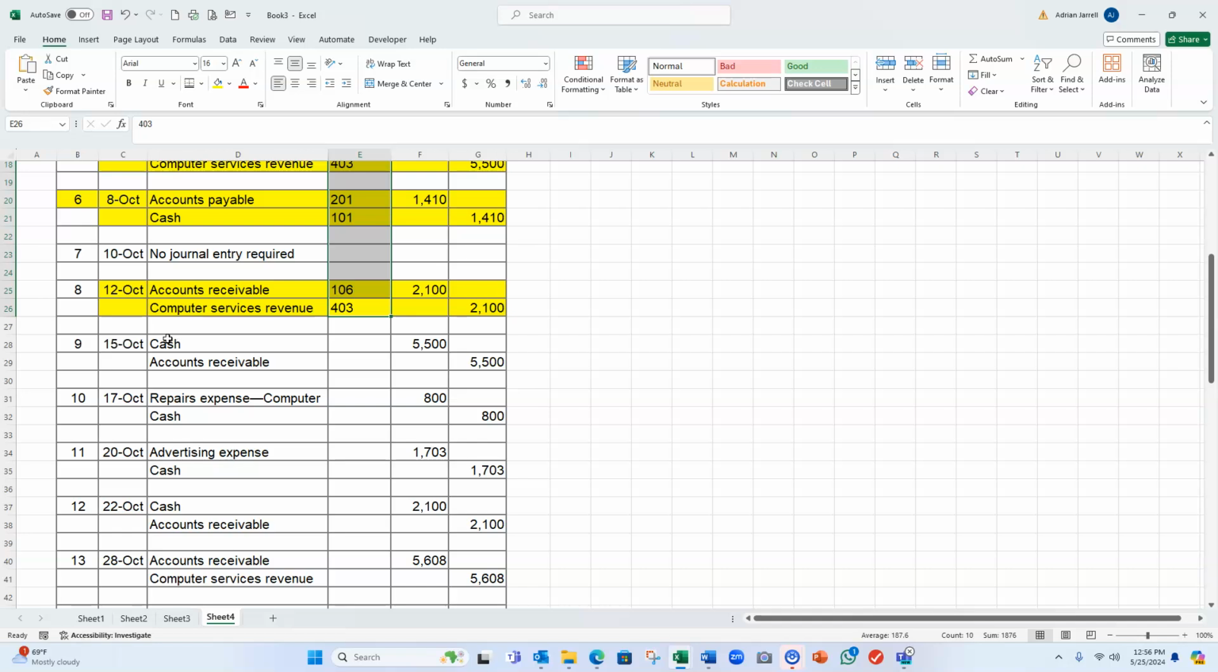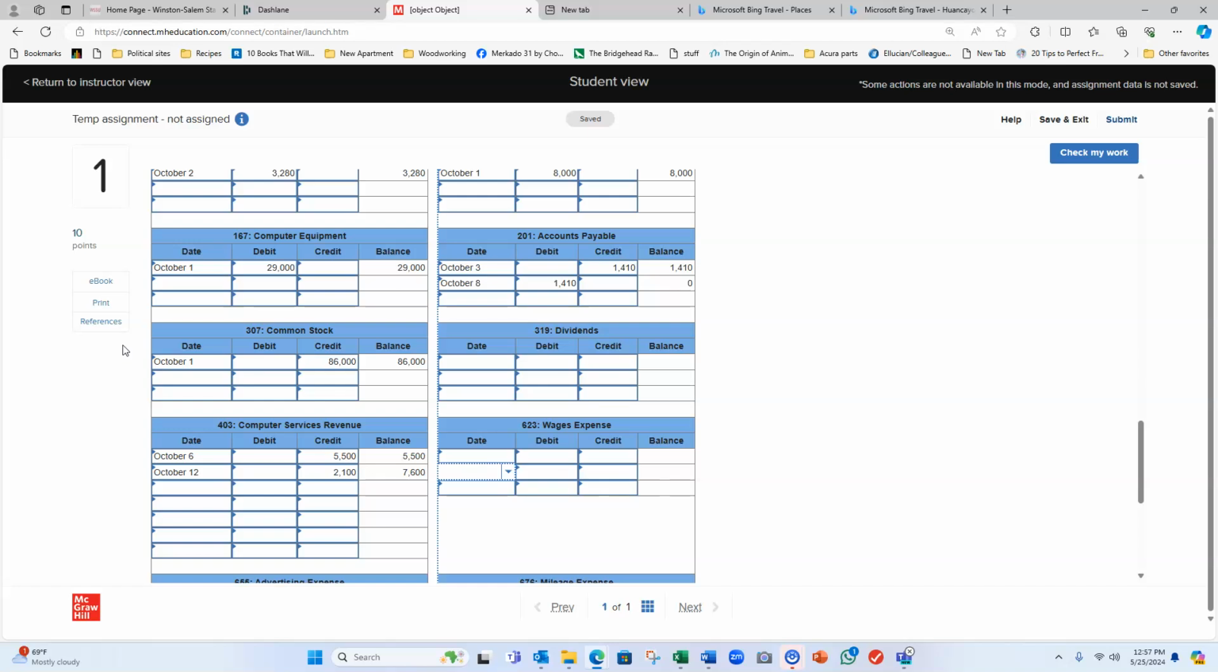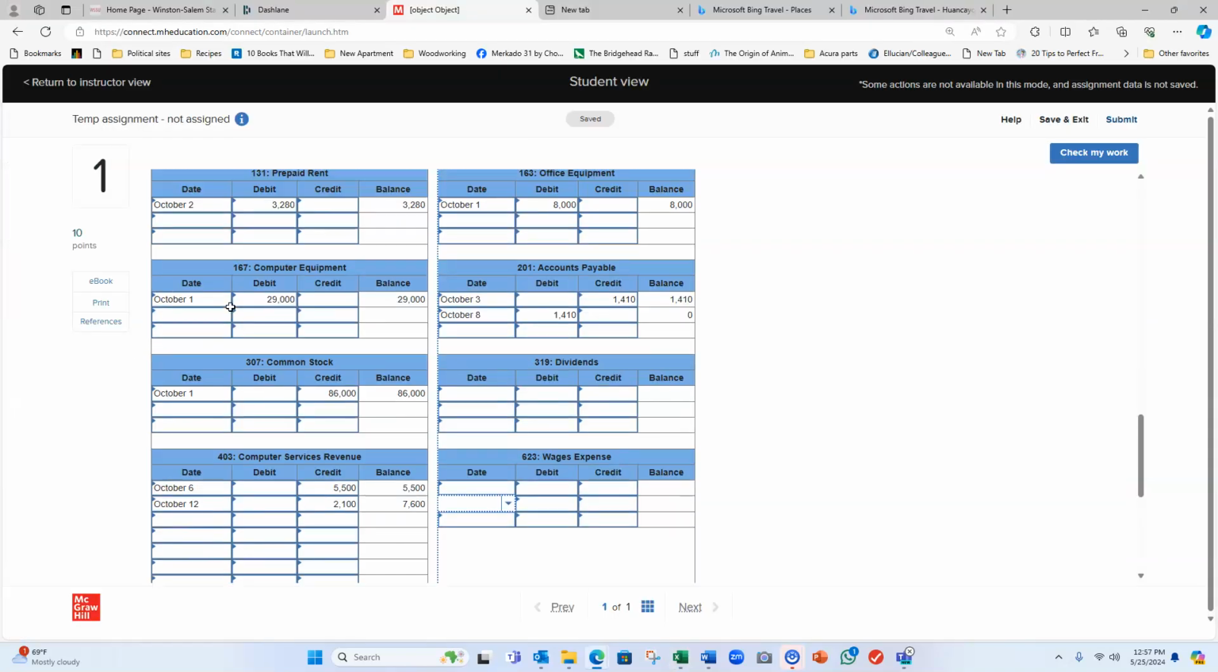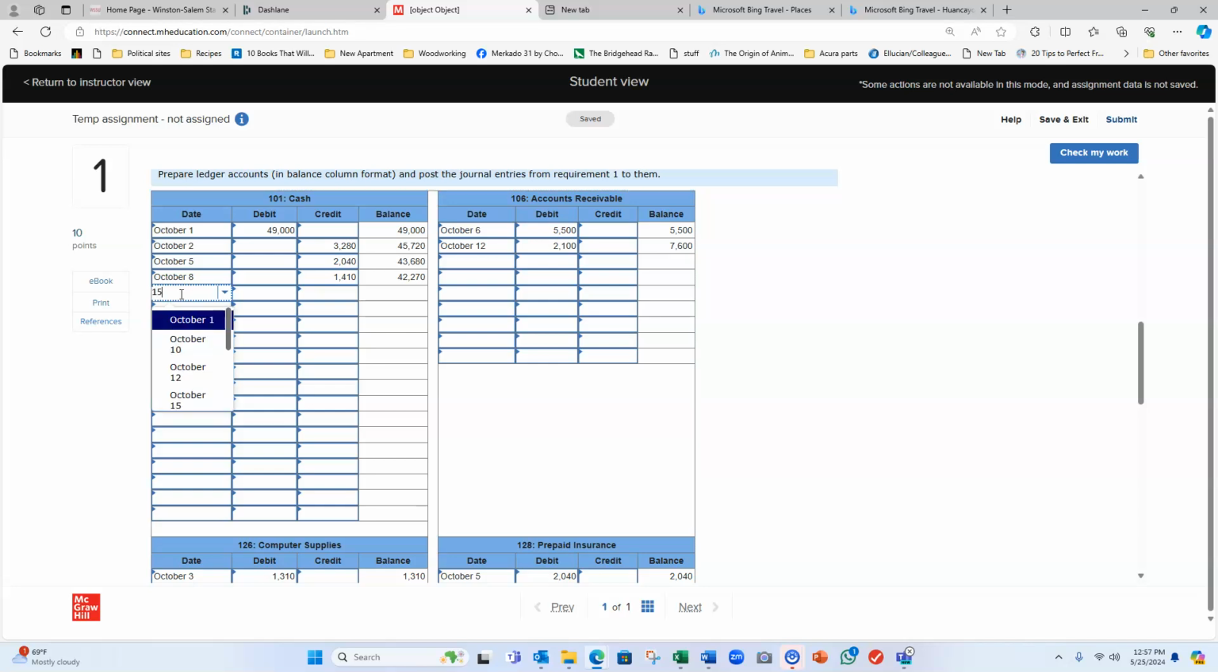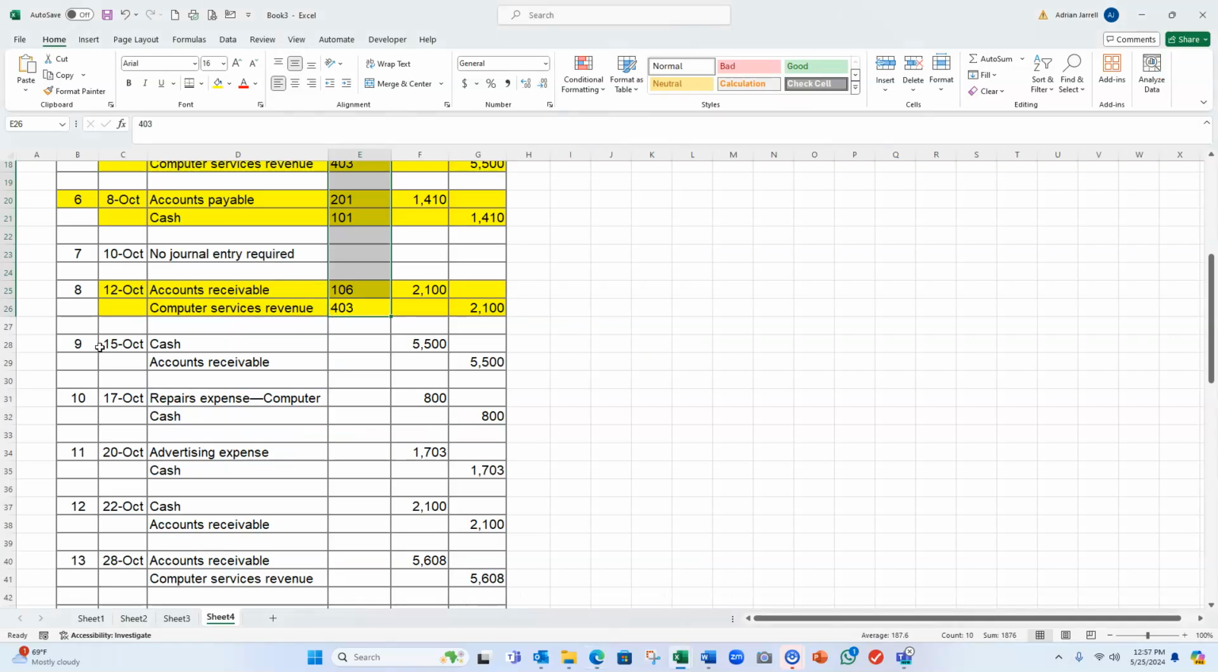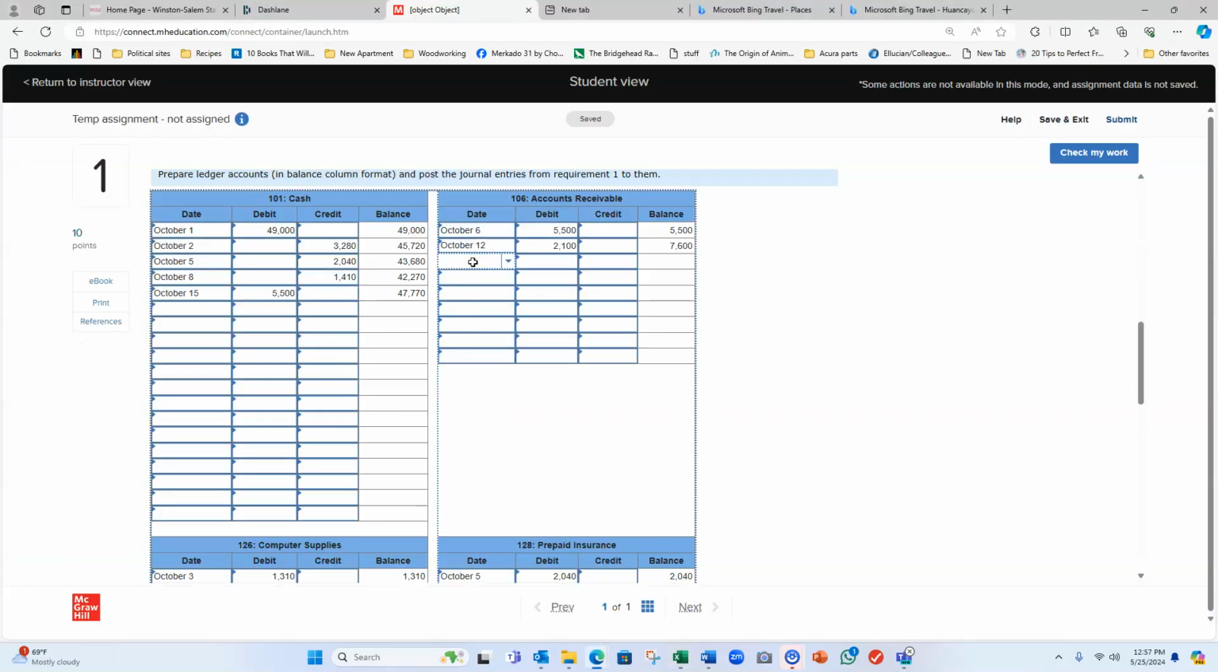We are debiting cash for 5,500 on the 15th. And then we're going to credit accounts receivable on the 15th for 5,500. So here you can see both entries on the same page. These would not be on the same page in real life, but you're debiting cash, crediting accounts receivable. You can see that this balances.